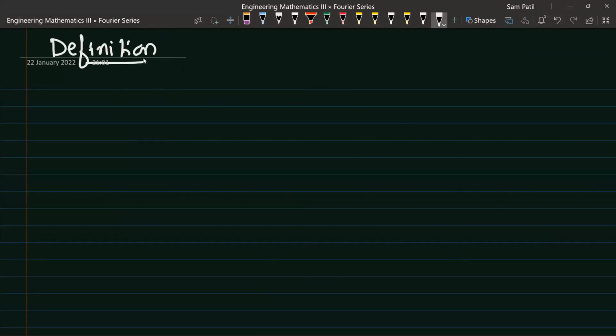This is a very important definition. Suppose we have the function f(x), which is periodic with period 2L, defined in some interval. So we just take a common interval c to c plus 2L. Okay.